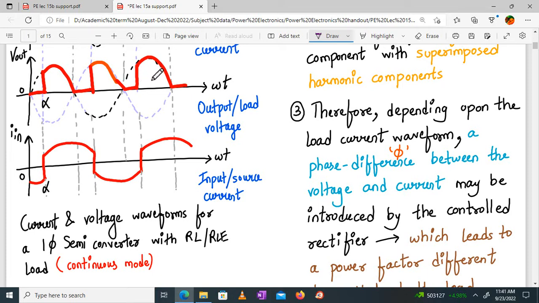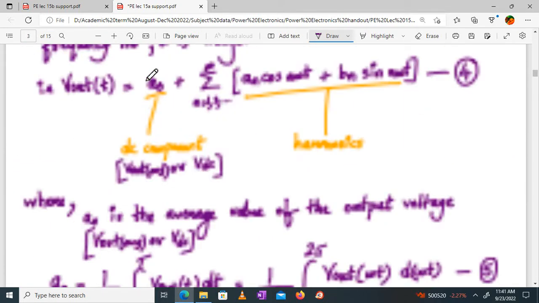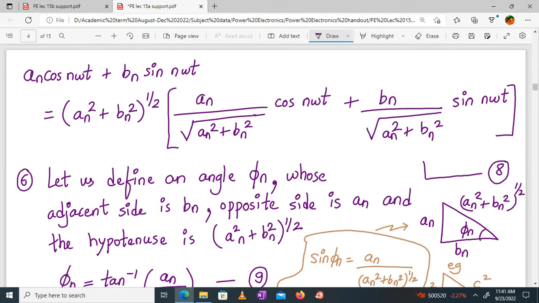It's periodic. It's not a sinusoid. What is continuous in this waveform? I out is continuous. That is the assumption, right? But V out is discontinuous. So if V out is discontinuous, several integrations over the whole period must be performed to determine the constants A0, An and Bn. So what we do is we add An cos n omega t, Bn sin n omega t.